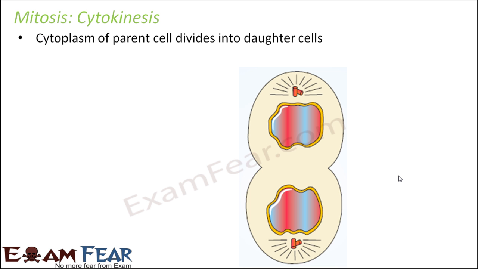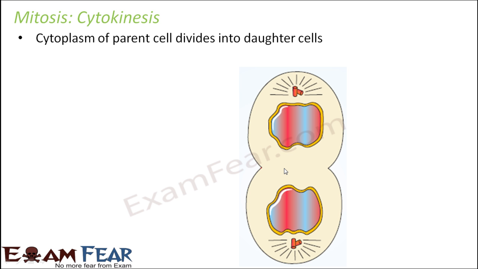As I said, cytokinesis is the final step where the cytoplasm will get divided into two daughter cells. So here the cytoplasm of the parent cell divides into daughter cells. In the telophase itself, it indicates the beginning of cytokinesis with this furrow. So what is this furrow?